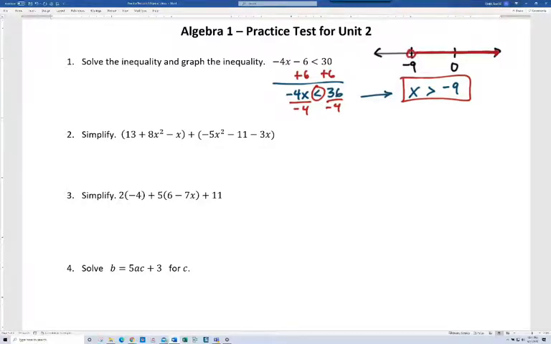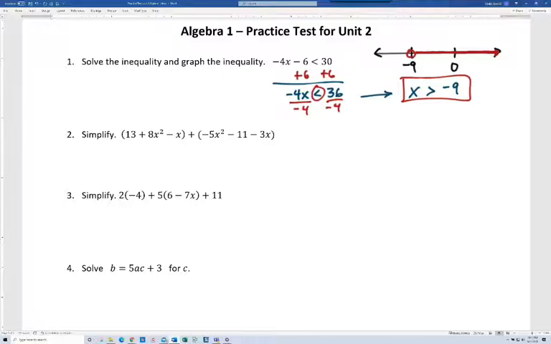And so if you were to pick any number in this shaded region and plug it in for x, it would make this inequality true. In other words, there's a whole bunch of answers, every value greater than -9.